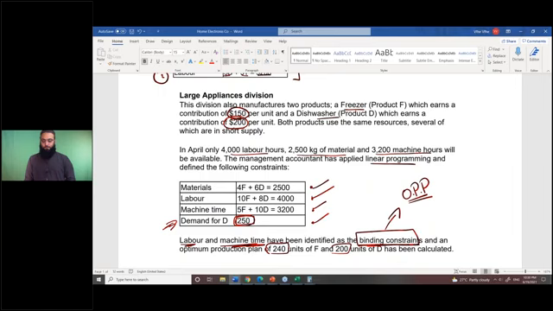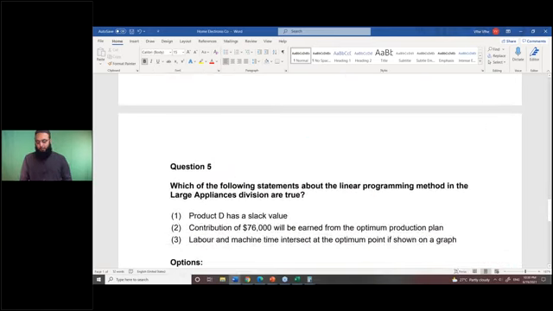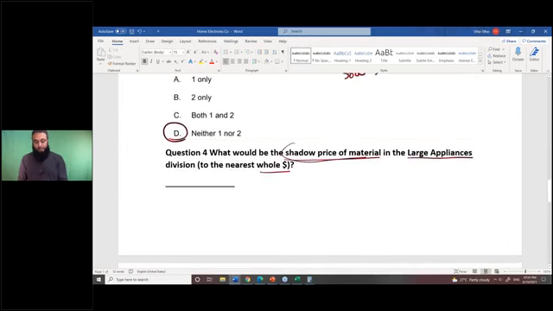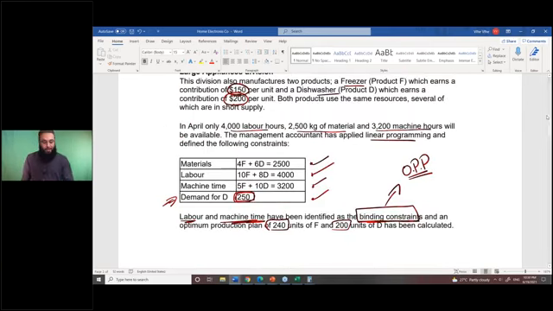Okay. Now remember, the question said you need to work out for material. Shadow price is what? One additional kg available. What will be the contribution? So can you give me the answer, anyone? It's a very good question. What will be the shadow price for material? Wow, the answer is 0.